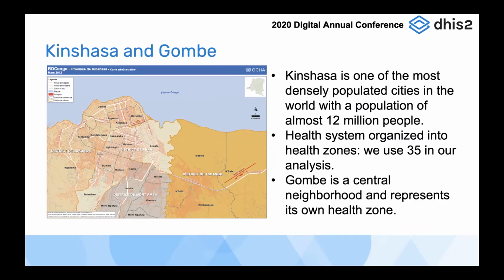In the DRC, the health system is organized into what are called health zones. Each health zone would have a certain number of health facilities, including usually some sort of a hospital and a series of health centers. There's 35 that we use in our analysis in the Kinshasa area. And because Gombe was affected differently from the rest of Kinshasa, we thought to also see if there were differential impacts of the outbreak in Gombe itself.